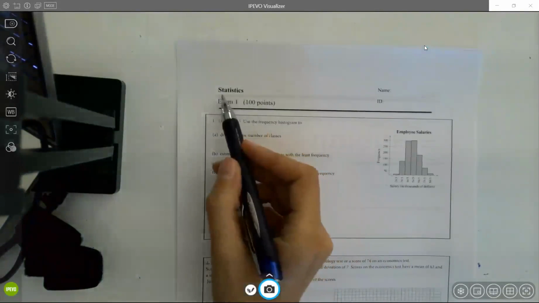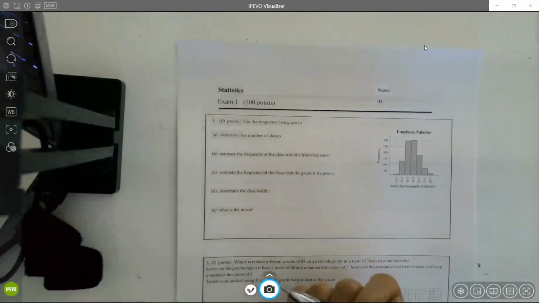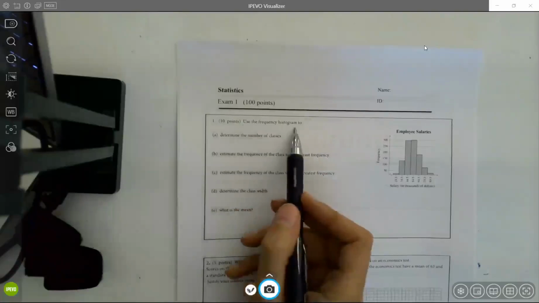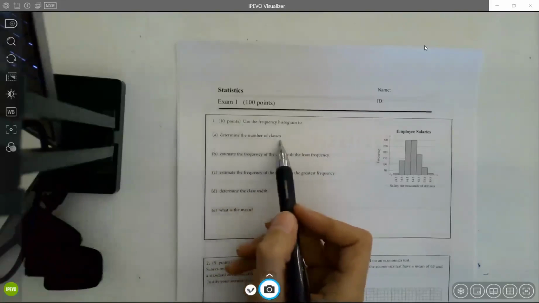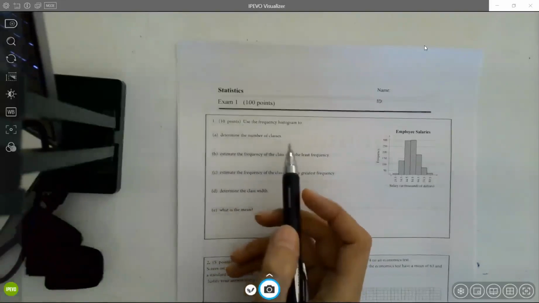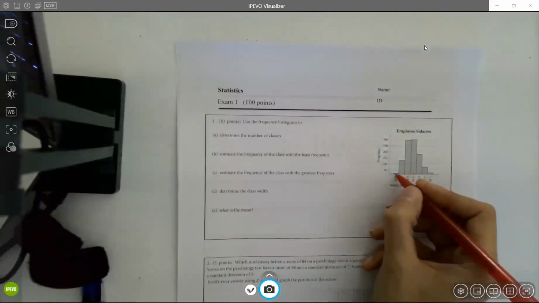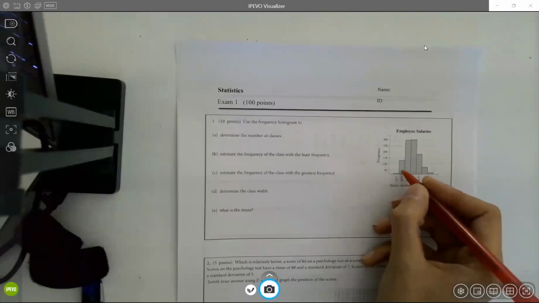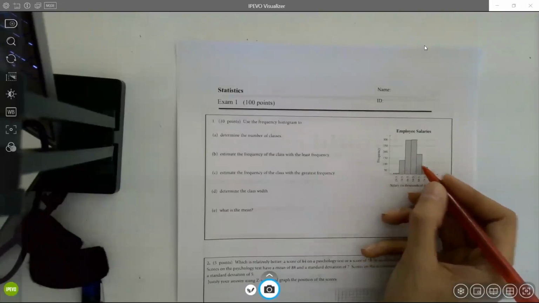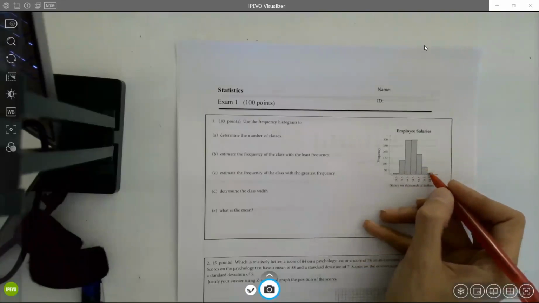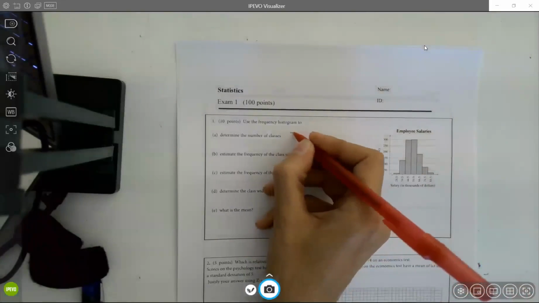Very well. So statistics, exam 1 solution. Use the frequency histogram to determine the number of classes. Well, you say, hey, how many bars do I have? This is my first bar. This is my second bar, my third bar, my fourth, my fifth, my sixth, and I have 7 bars, so I get 7 classes.